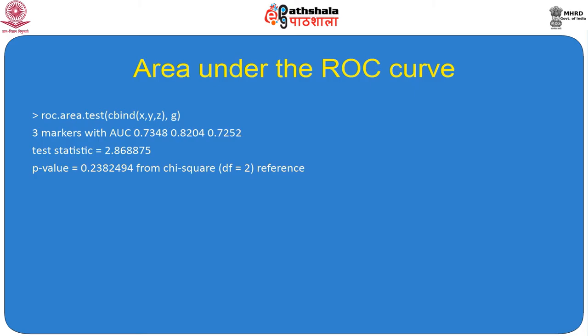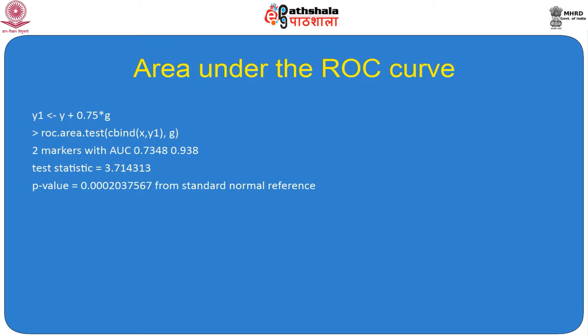Now in the last step we generate a new variable, y1, which is a transformation of y with 0.75 added with g. When we put X with y1, we get the two markers' AUC as 0.7348 and 0.938. The test statistic value is 3.714313 with a highly significant p value. So there is a significant difference between these two marker values.